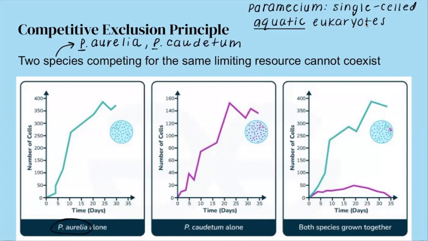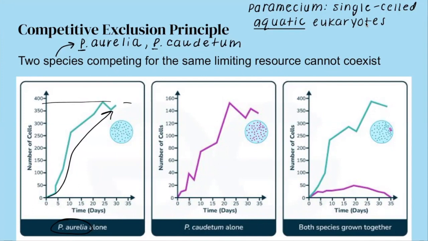The first of several experiments started with P. aurelia alone. It was left in a petri dish with food, and it was left there for about 30 days. And we can see that over 30 days, we have quite high population growth. So we're ending up at between 350 and 400 cells. So it's been dividing, it's been reproducing in this environment.